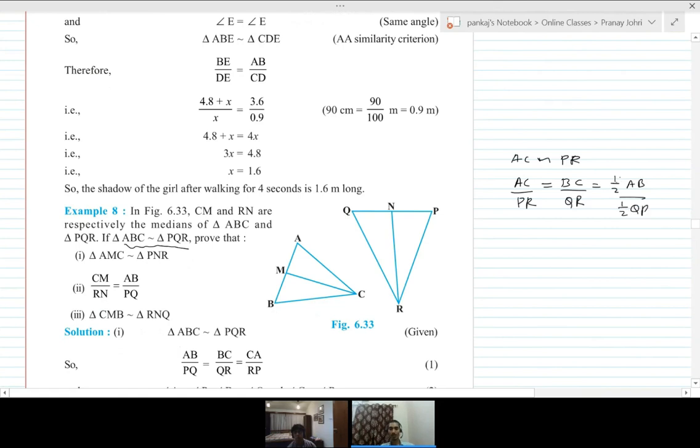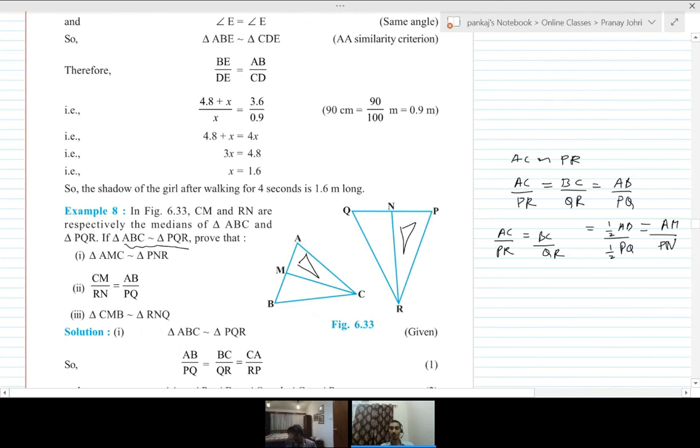So first this is true, then further things can be taken. So that means half of AB by half of PQ is also equal, and this is basically AM by PN. They want these triangles, and QN and BN.